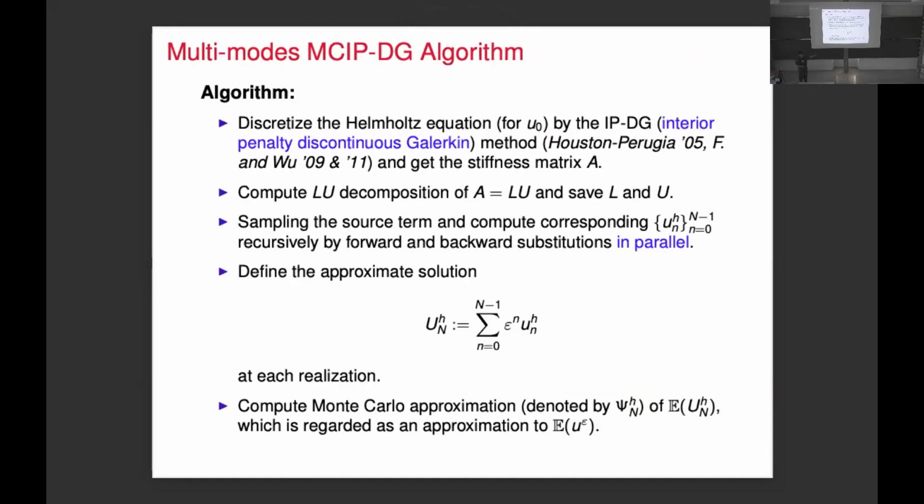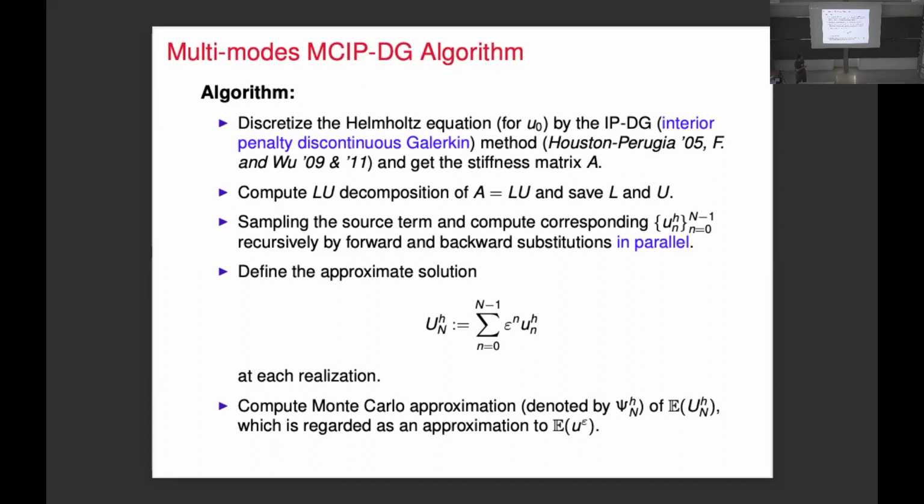So the algorithm: you discretize your Helmholtz equation using your favorite method, and we choose the IPDG. Anari is here and did the IPDG earlier for the Helmholtz, and we improved it, in particular considering large wave numbers, and specially designed the IPDG method, which worked better for the Helmholtz for the large wave number case. You can replace this by your favorite method to discretize your Helmholtz.